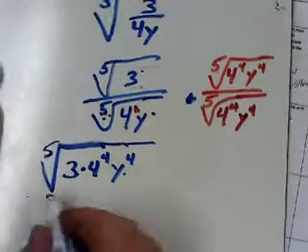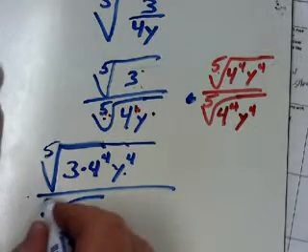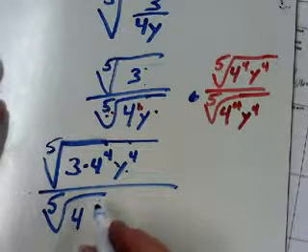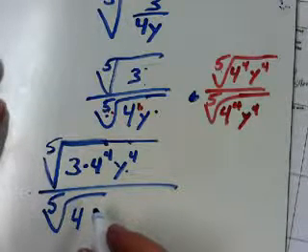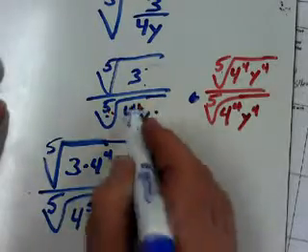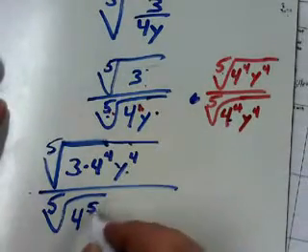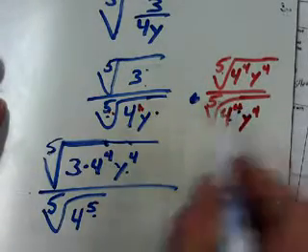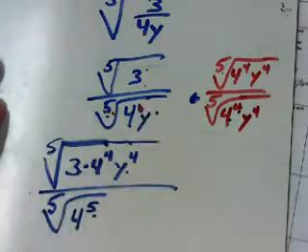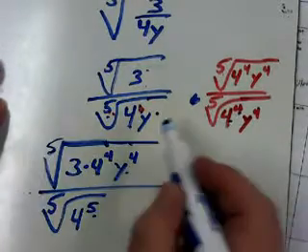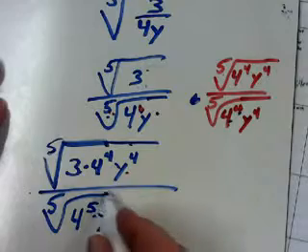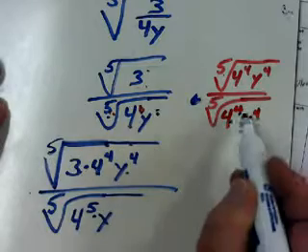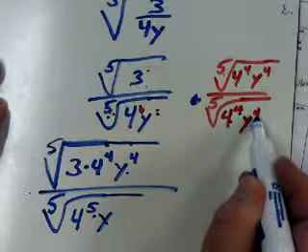Over the 5th root of 4 to what power? Because 4 to the 1st times 4 to the 4th gives me 4 to the 5th, doesn't it? How did you get that 4 to the 5th? 4 plus 1. Oh, yes. Right? What's the exponent on the y now? Same idea. The exponent here is a 1. The exponent here is a 4. When I multiply, I add exponents, right? Yep.